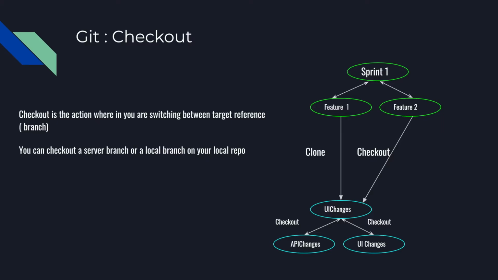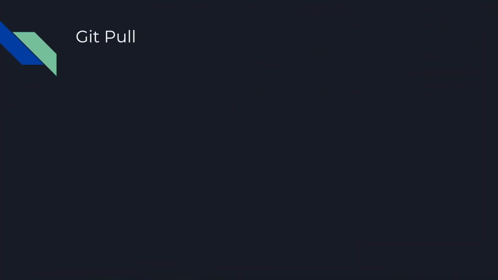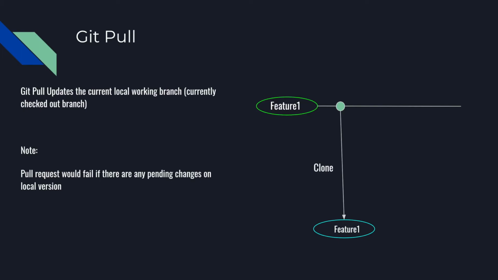Now we see about pull. Git pull refers to an operation wherein the local copy of the repository is updated with new changes done by other members. Going back to our feature 1 branch, as you can see, the developer has cloned the feature 1 branch and began to do the required changes.